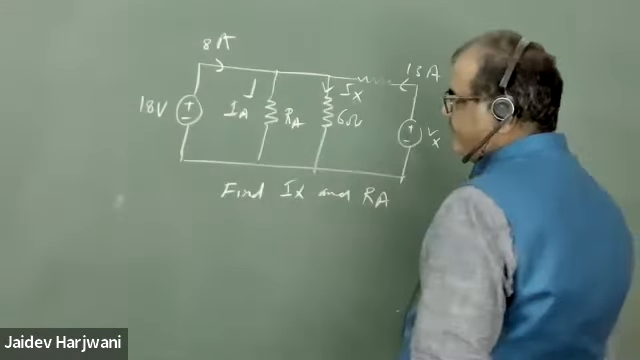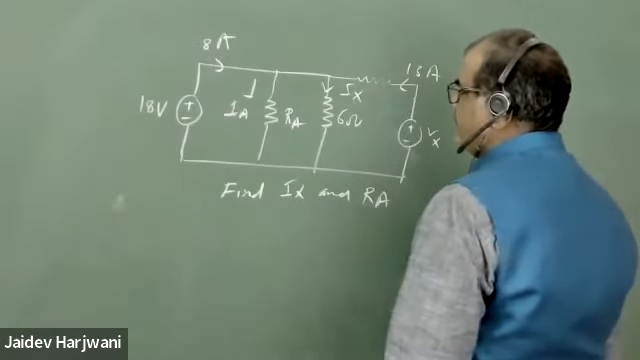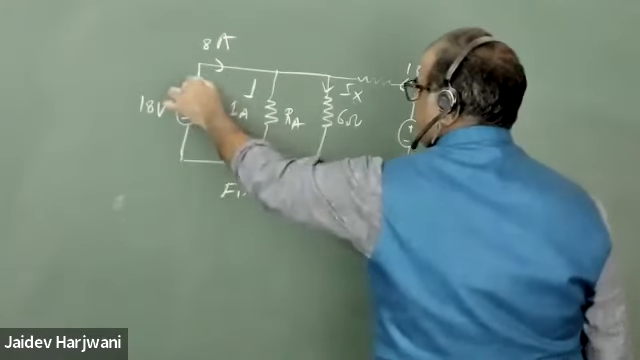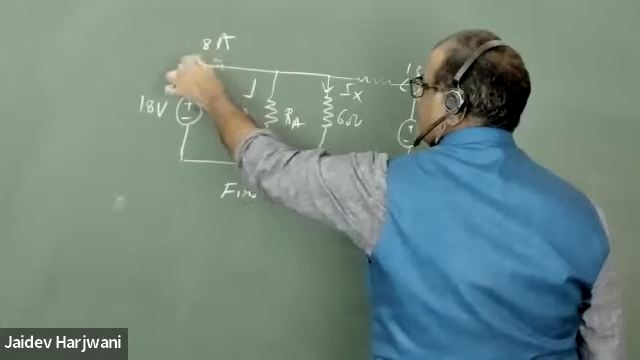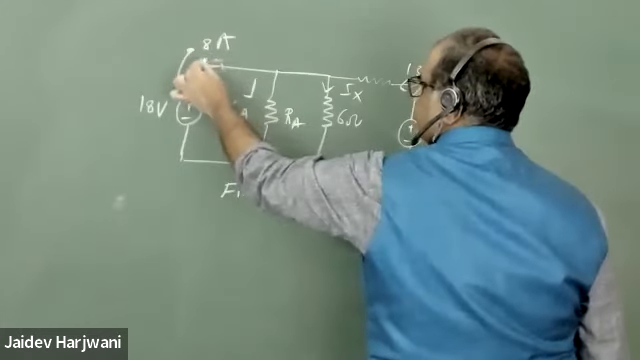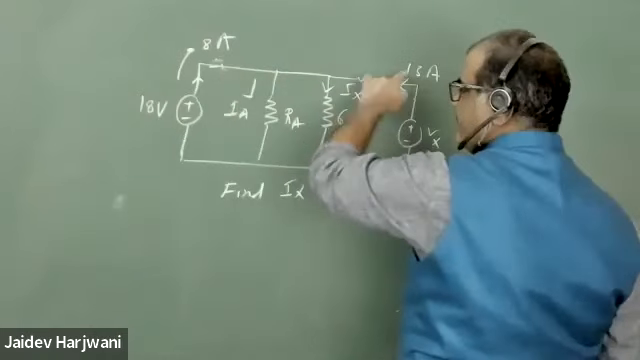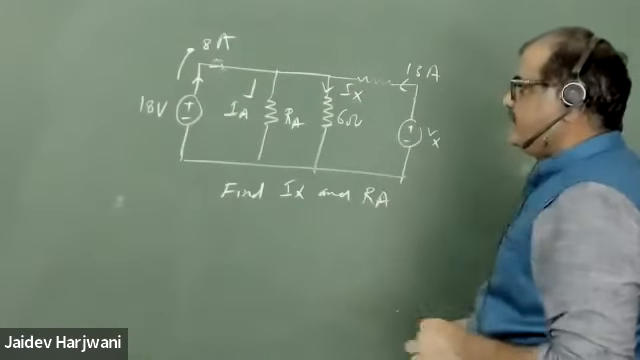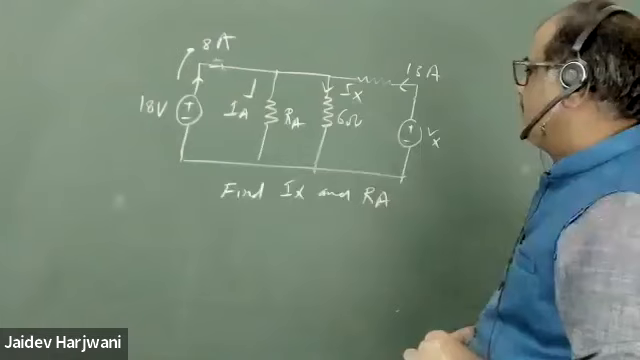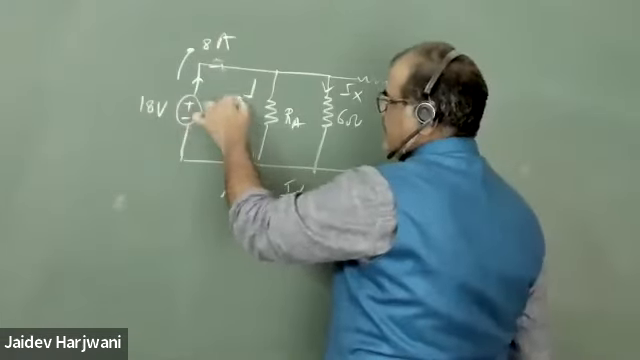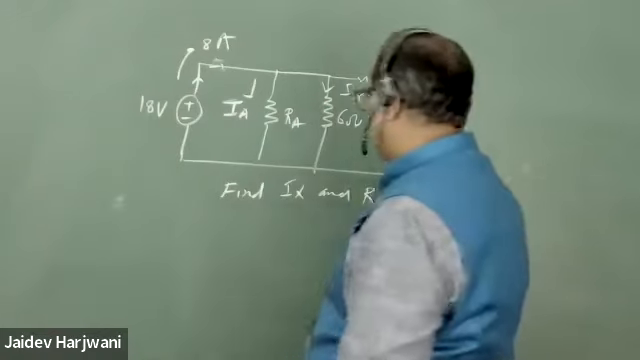So first you need to find the node. This is a common node. So how much current is coming towards the node? 8 ampere is coming, and 13 is also coming, isn't it? But sir, 1 ampere is going towards RA, no? This is not 1 ampere, this is IA. Oh, okay, sir. You need to find it out.